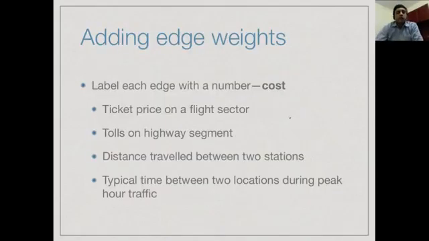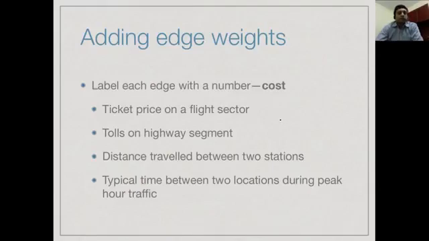Now, we look at what happens if we add costs to the edges. Depending on the application, these costs have several natural interpretations. For example, in the initial example of a graph, we looked at an airline routing map. So on such a graph, the edge weight, the cost associated with an edge, could be the ticket price on the flight.